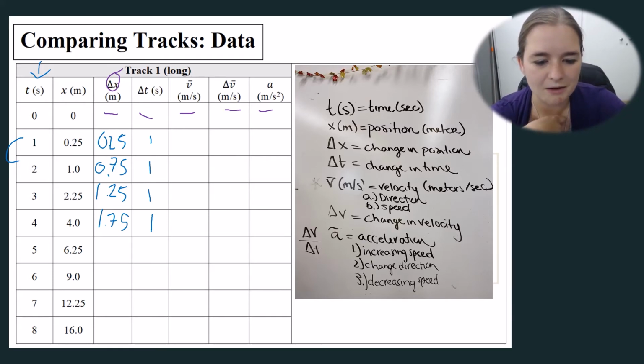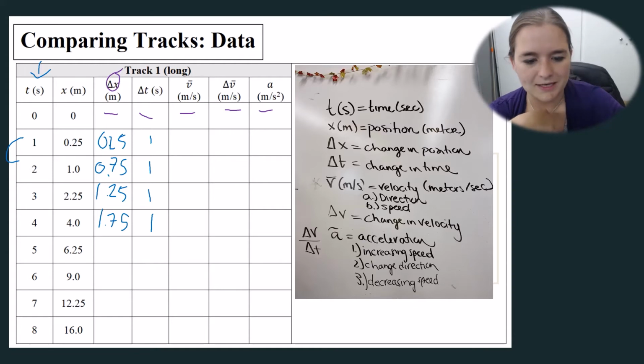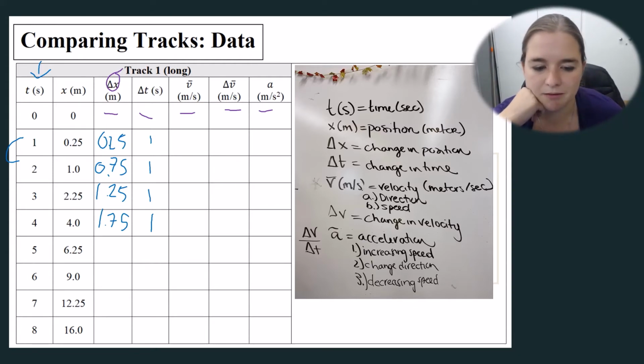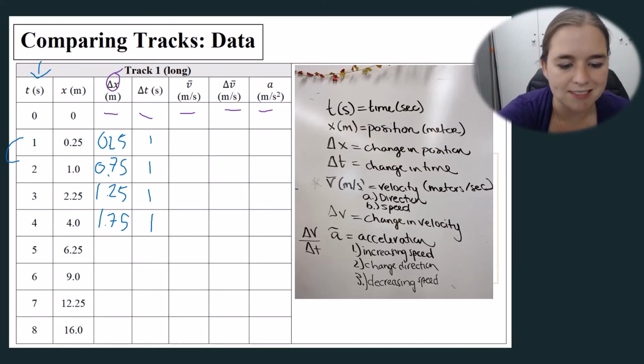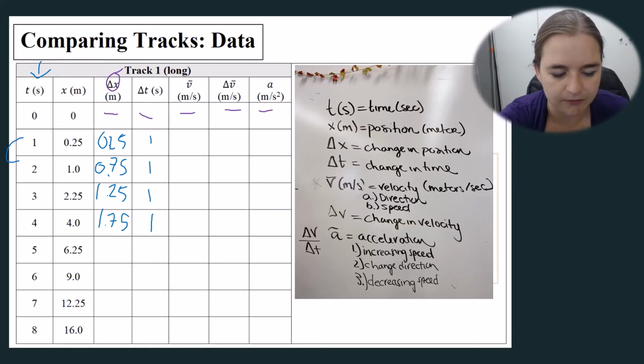Now let's talk about our velocity and how we can calculate velocity at each point. Well, I know that velocity is going to tell me distance divided by time. So the distance that I traveled in this first one here, let me get another color, my distance was 0.25, and I traveled that distance in 1 second. So 0.25 over 1 is going to give me 0.25 again.